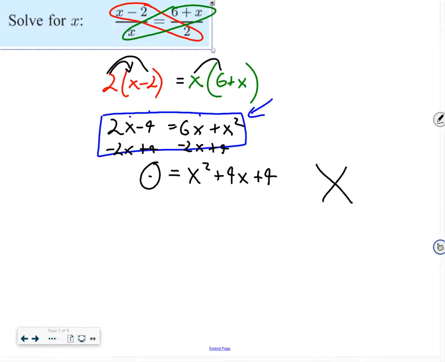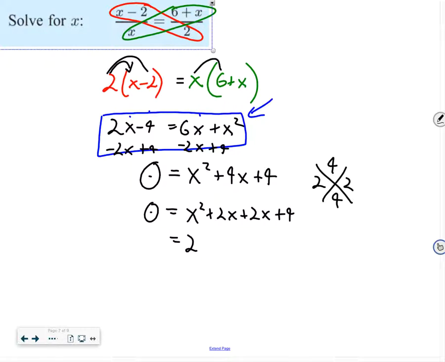Okay, so a times c is 4. My b value is 4. So that's 2 and 2. They multiply to 4 and add to 4. So then I get 0 is equal to x squared plus 2x plus 2x plus 4.